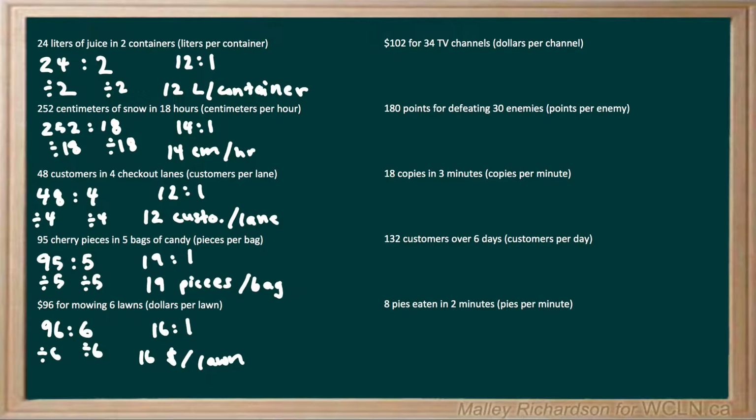Now moving on up top, we have $102 for 34 TV channels, and we need to find how many dollars per channel. So our ratio starts off for 102 for every 34 channels, and then to get it into its unit ratio, we divide both sides by 34, and 102 divided by 34 is 3, and then 34 divided by 34 is 1. So our final ratio is 3 to 1, and then our final answer is going to be $3 per channel.